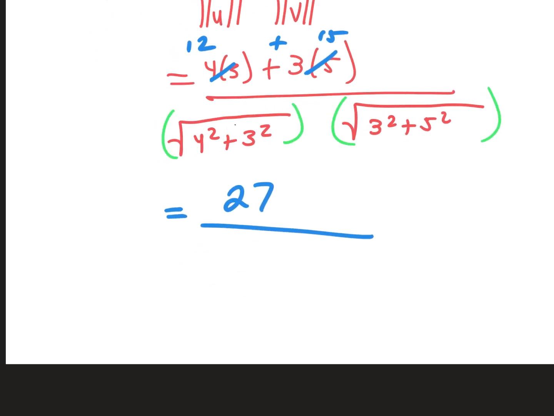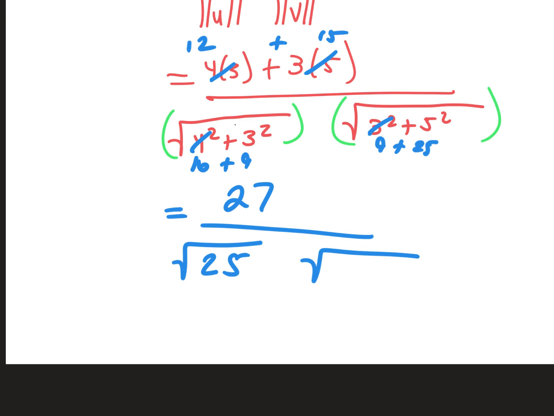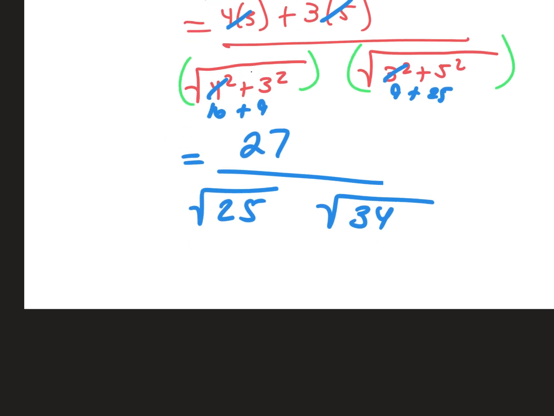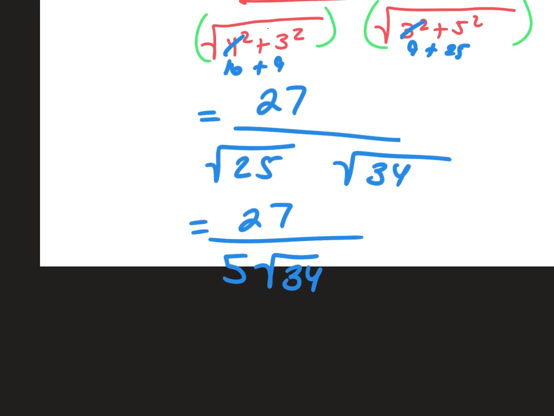Then let's just do the bottom. You don't even have to do the square roots. Just simplify it. 4 times 4 is 16, and 3 times 3 is 9, so 16 plus 9 is 25. And then here, 3 squared is 9 plus 25 gives me 34. Now, some of you are going to say, well, you can simplify square root of 25. Fine, do it. If you don't want to, don't worry about it. I'm going to say 27 over 5 square root of 34. Where'd I get the 5 from?